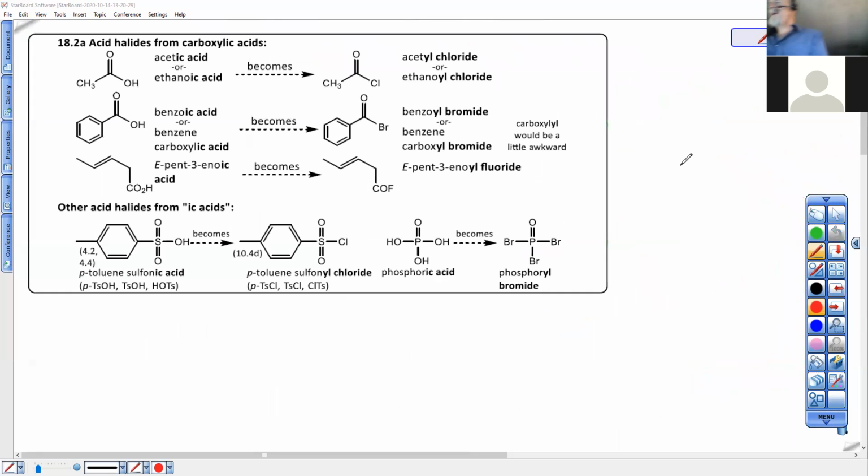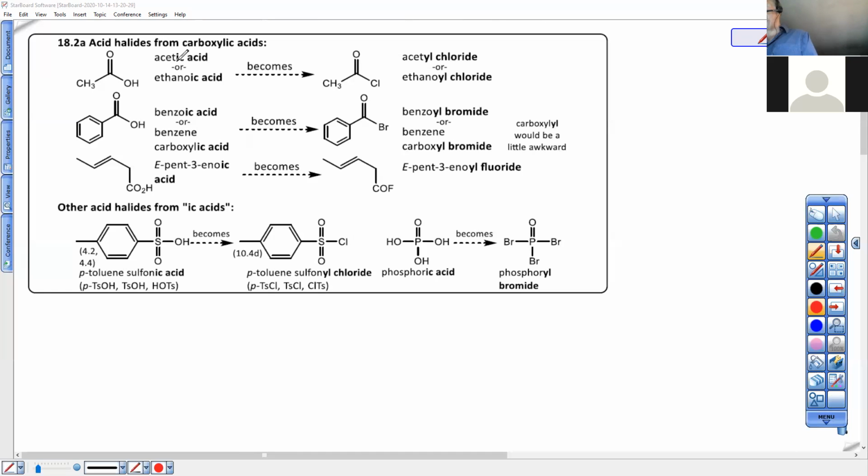When you're naming a derivative, you always need to think of the original acid and its name. So let's look at the names. In chapter 17, we learned how to name this as acetic acid or ethanoic acid. And look at what happened to that name when we made it into an acid halide. Everything here is acid halides. Even down here, when it's not a carboxylic acid, they're still acid halides.